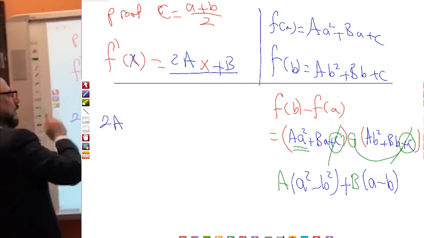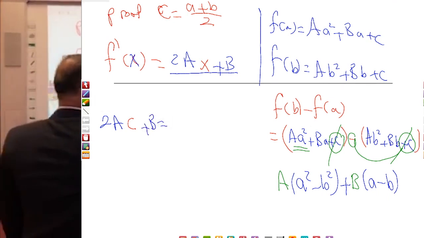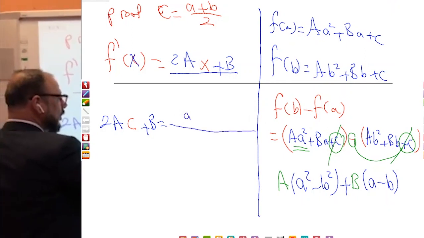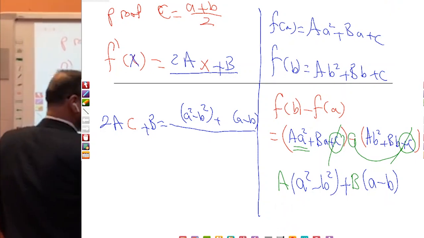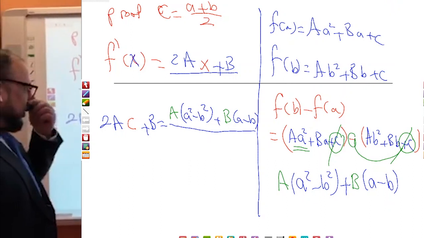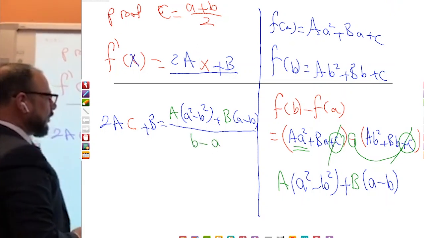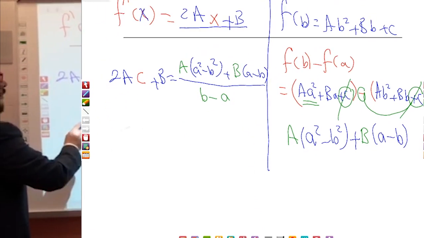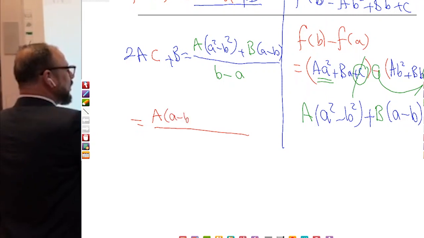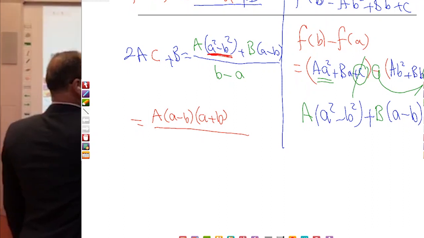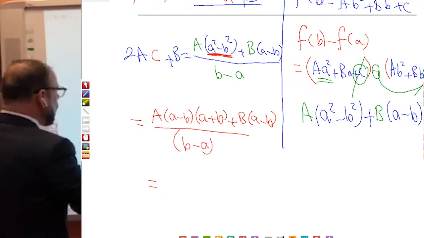Now we're going to see f'(c). This is going to be 2ac plus b, equal to that: a² minus b², plus a minus b, over b minus a. Yes, b minus a, b minus a. Equal: this a minus b, and a plus b, this guy, plus b, a minus b, over b minus a. Equal, this stays here: 2ac plus b.